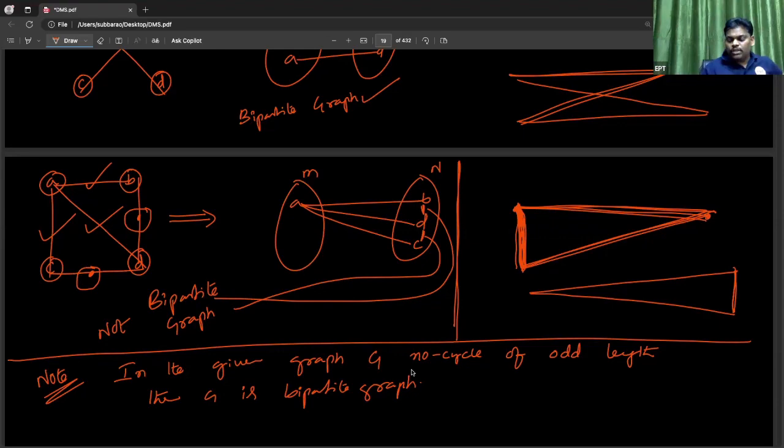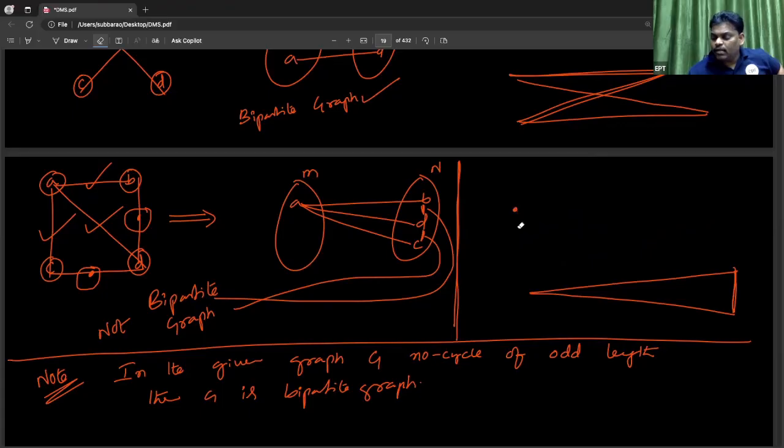In the given graph, if there is no cycle of odd length, then G is a bipartite graph. Fine? Are you okay? Check one time if anyone has any doubt. In the given graph, every cycle, right? In the given graph, no cycle of odd length.